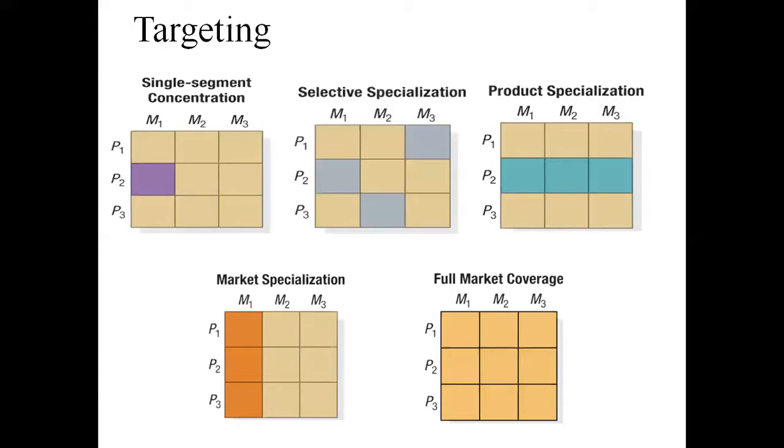Or cigarettes, like Wills or other companies selling cigarette or tobacco products. The market they are covering is also a very niche market, because their target is only the people who are consuming alcohol and tobacco products. So I hope this is clear: what is single segment concentration, selective specialization, product specialization, market specialization, and full market coverage.